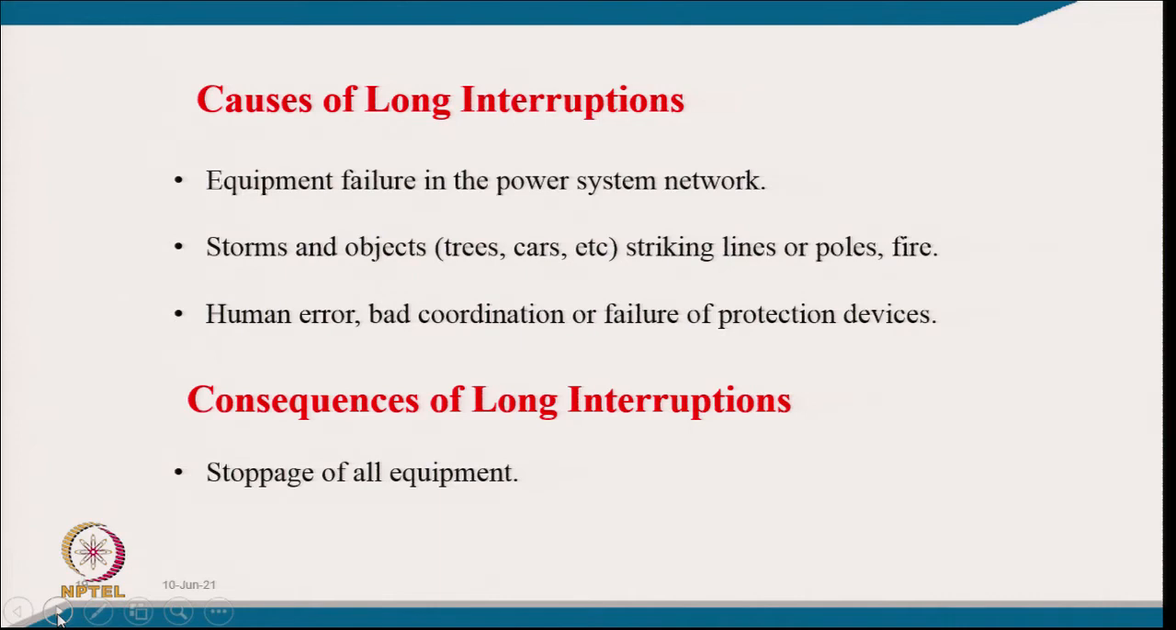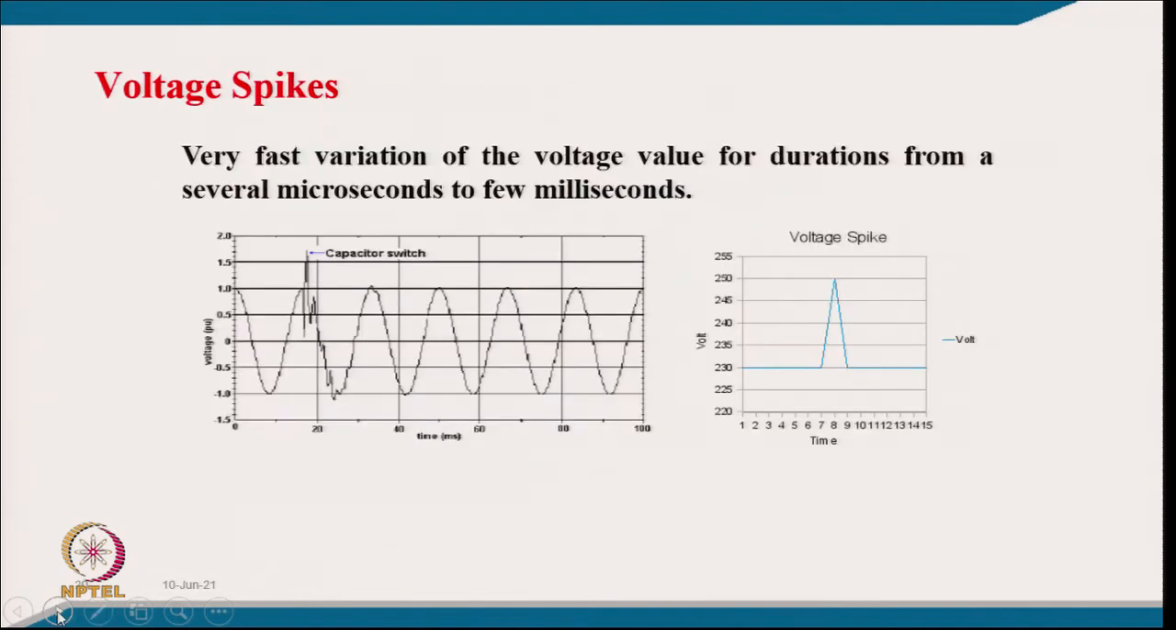So, what are the causes of long interruption? Equipment failure in the power system network, some fault could have come, or storms, or an object like a tree or car striking poles, and fire, or human error, bad coordination, or failure of protection devices. The consequence of long interruption is stoppage of all equipment, so it really affects. All this comes under the umbrella of power quality.